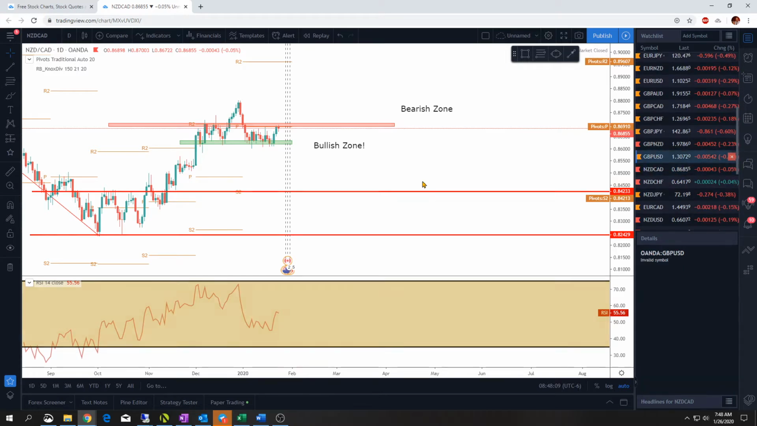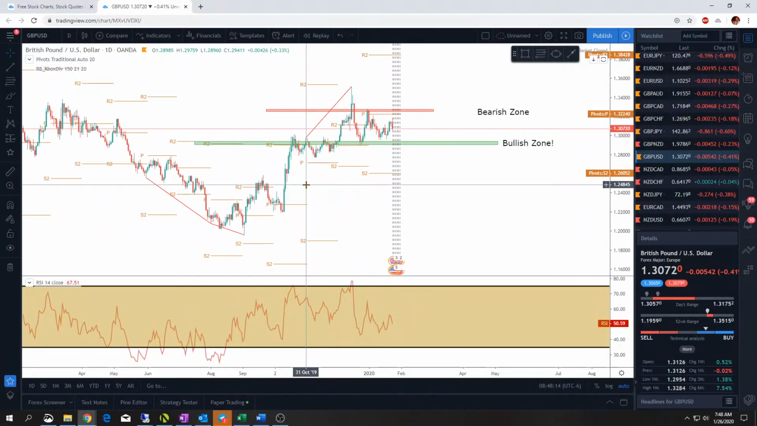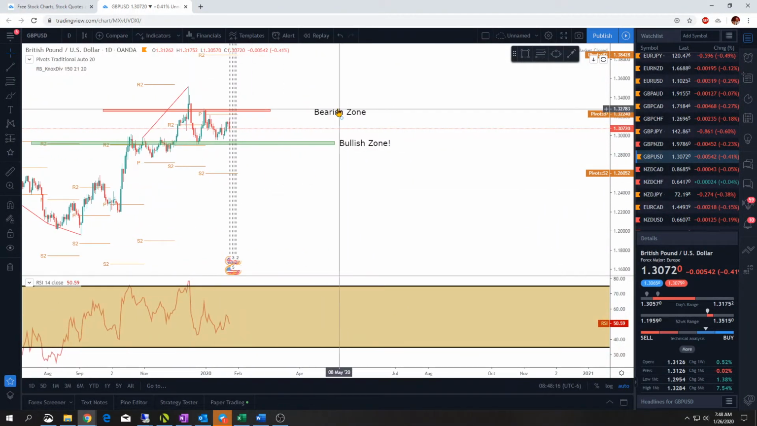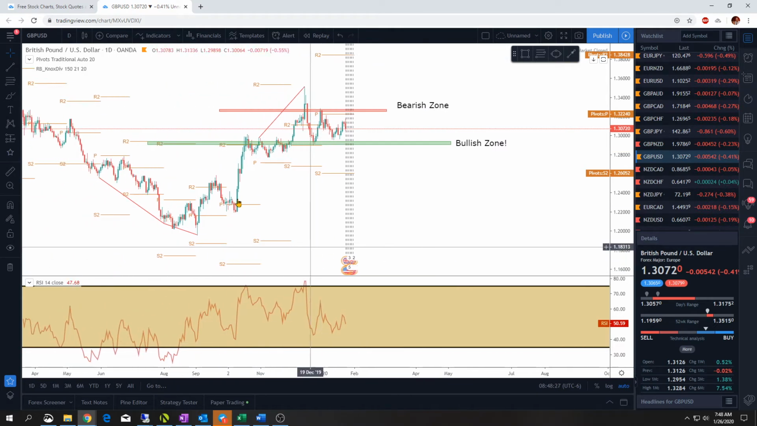Okay, let's look at British pound, US dollar. So we're kind of in this sideways action. Not much to report or change here. We're starting to get this little funneling wedge here. Structure says bullish. We have this divergence.